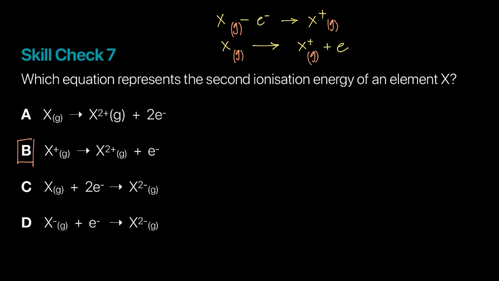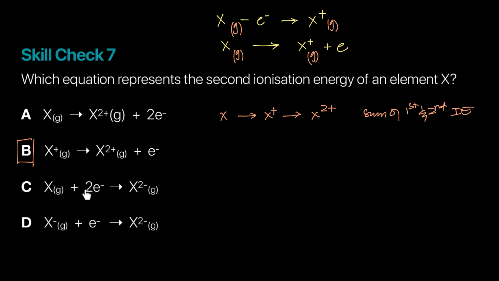Alright. Now let's look at the other options. Maybe we can recognize what the other options are. Let's start off from A. You see A is X becoming X2 plus gas plus 2 electrons. So it's really X becoming X plus and X plus becoming X2 plus, which by the way is two reactions. X to X plus is first ionization energy and X plus to X2 plus is second ionization energy of X. So this overall change in A is the sum of first and second ionization energies.